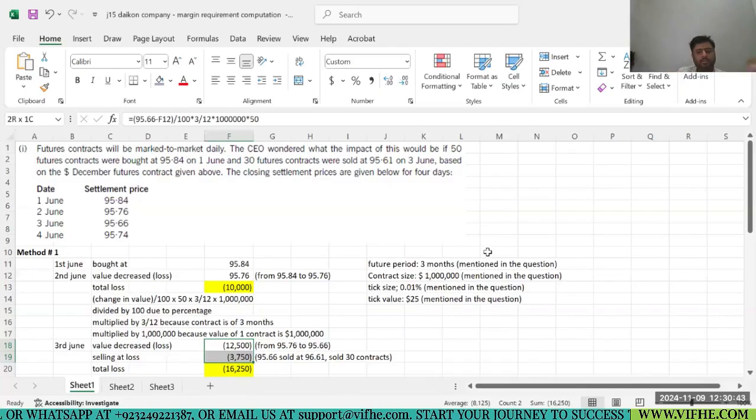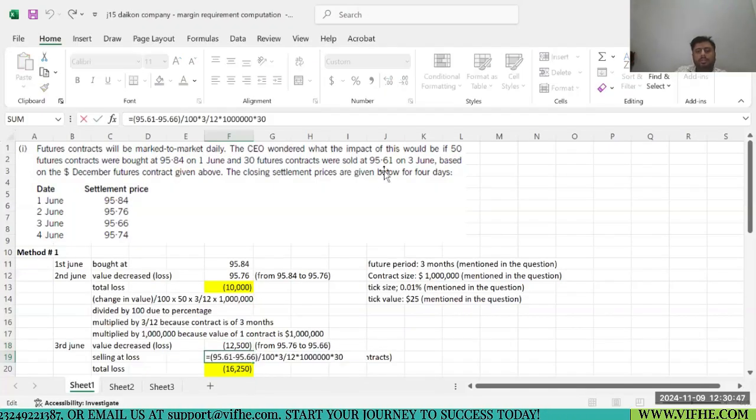Okay, let me show you the loss of 3,750. You sold something at 95.61, which was valued with you at 95.66. So you made a loss of 0.05 per future, divided by 100 because this is in percentage, multiplied by 3/12, multiplied by 1 million, multiplied by 30 because you sold 30 future contracts, not every, just 30. So your loss must be on 30 contracts only.